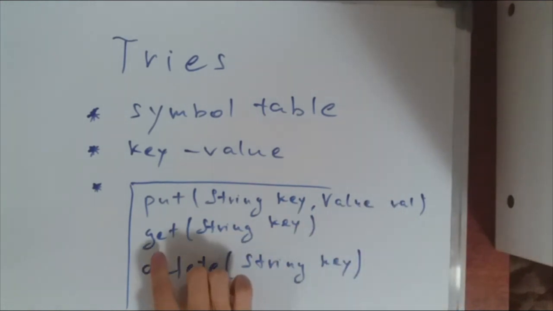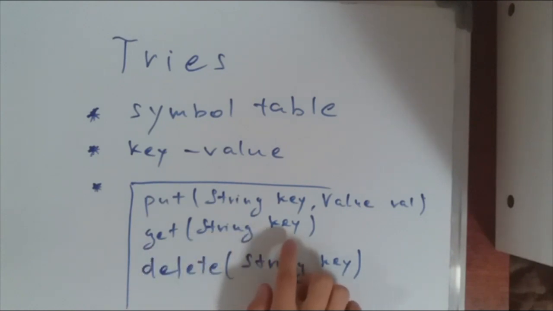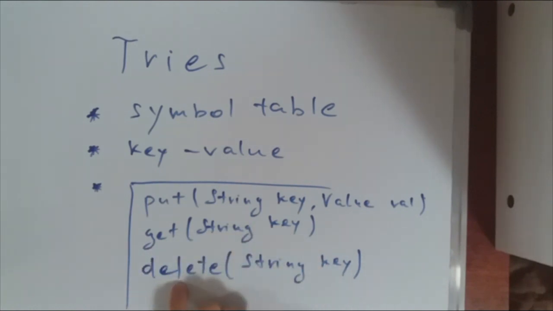Well, we have a get method which accepts a string as a key, and we have a delete method that accepts a string as a key as well. So it is easy to come to the conclusion that a trie is a special symbol table that always works with strings as keys.